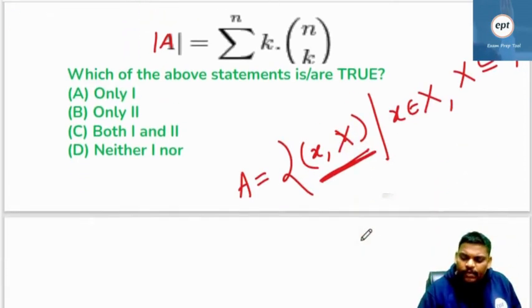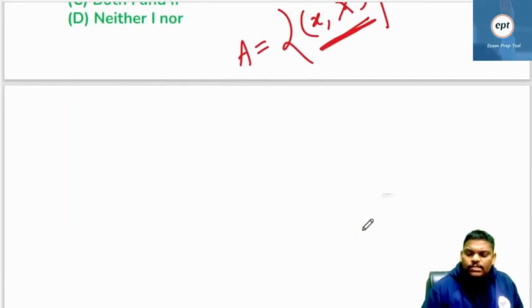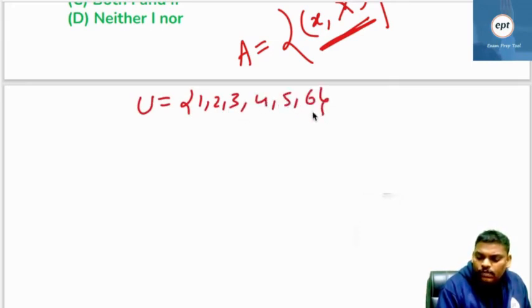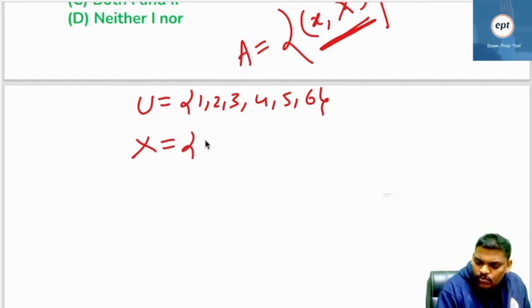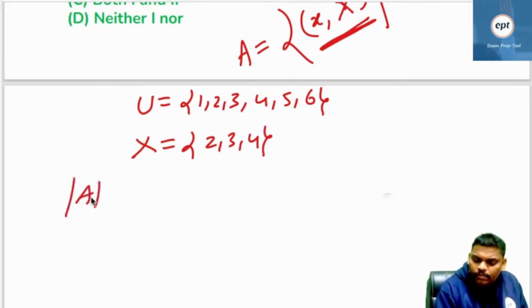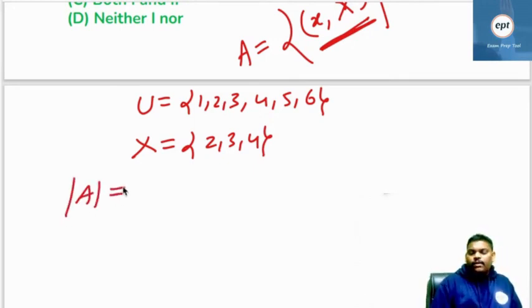I will try one small example. Universal set U is equal to 1, 2, 3, 4, 5, 6. Next, X is equal to 2, 3, 4. I'm taking a few elements. Now, what is the cardinality of A?